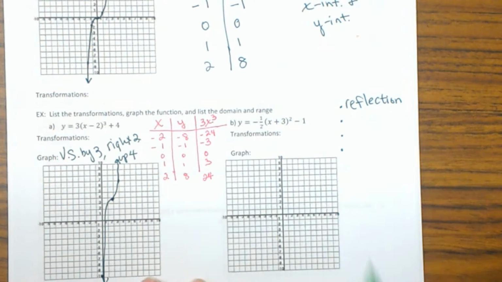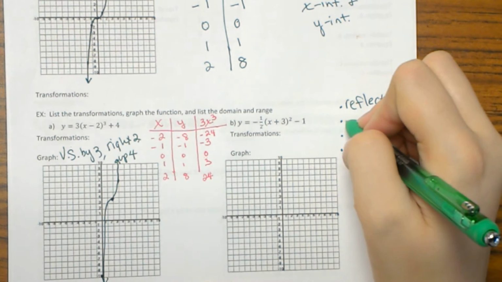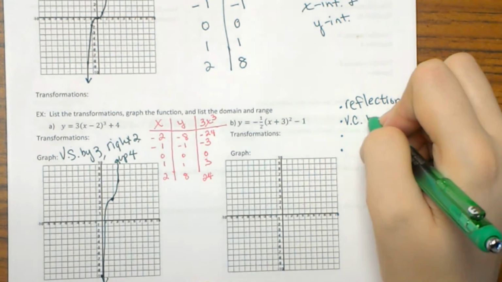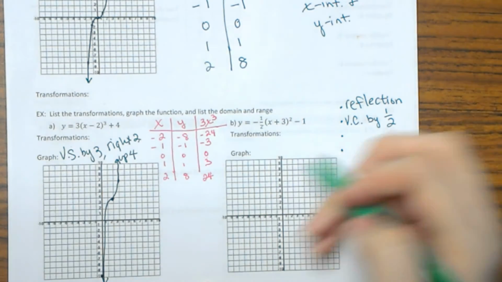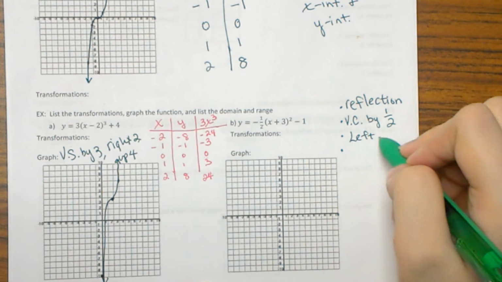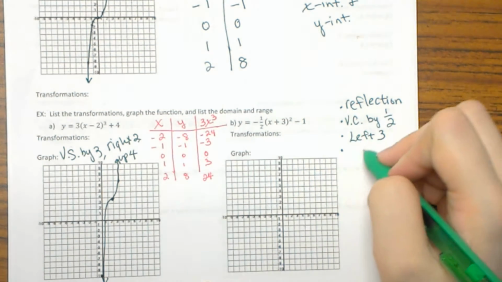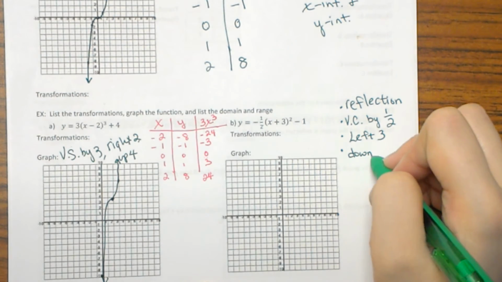And the 1/2, if I'm multiplying by a number that's smaller than 1, all my y values are going to shrink. So we call that a compression. So I'm adding on the inside, I'm going to the left. And then if I'm subtracting on the outside, I'm going down.